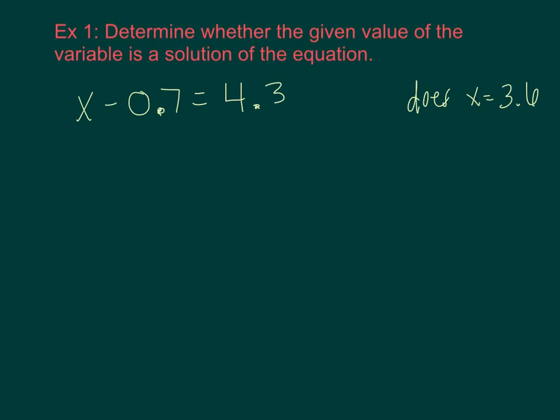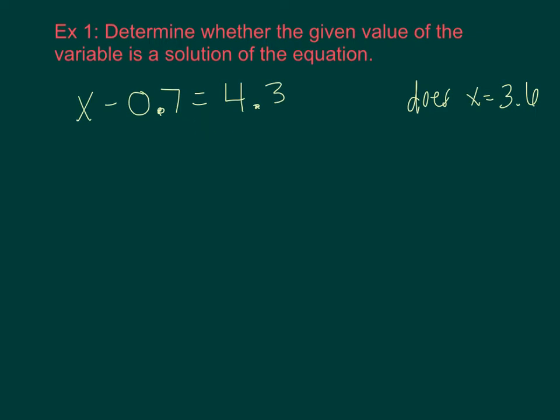So determine whether the given value, this is our first example, determine whether the given value of the variable is a solution of the equation. So here they've given us x minus 0.7 equals 4.3. These are decimals, not multiplication signs. I just want to make sure you guys are aware of that. These are decimals. So they said, does x equal 3.6? So this is the solution that they're trying to give us. And they want to know if x equals 3.6, will this equation be true or false?